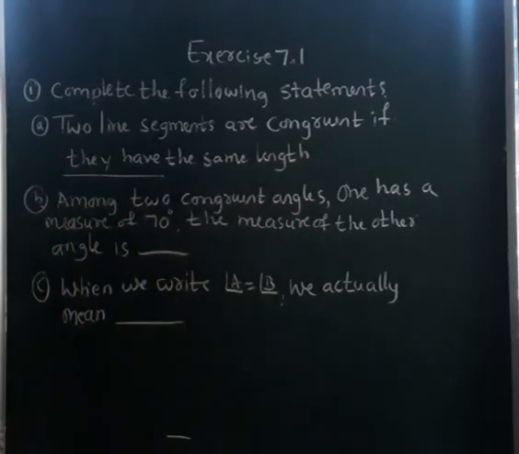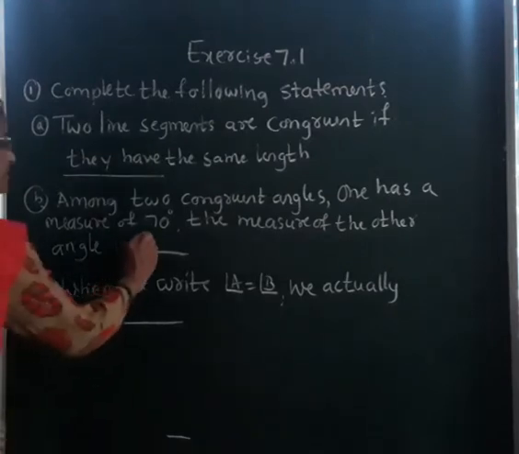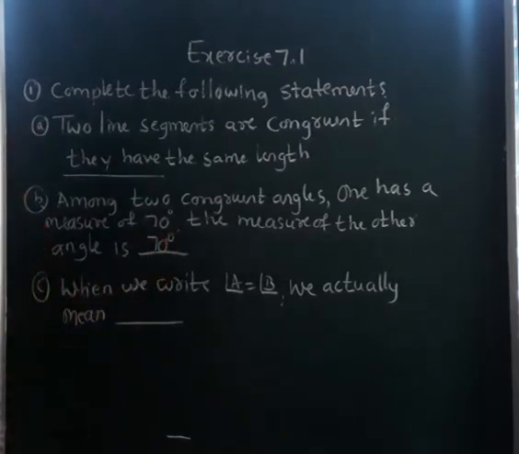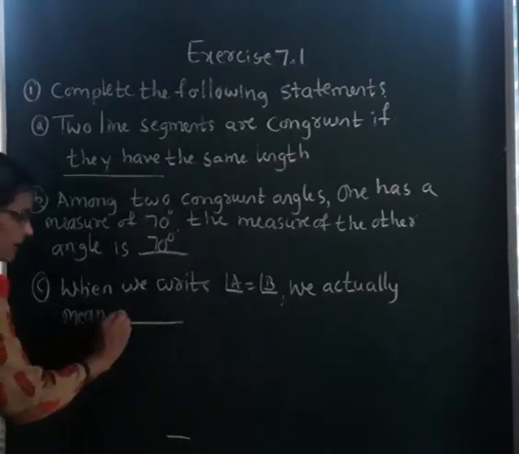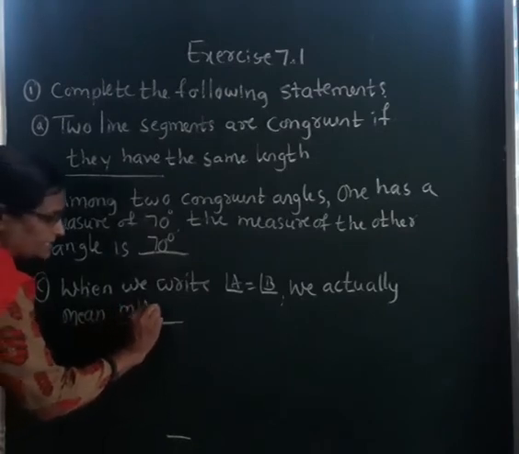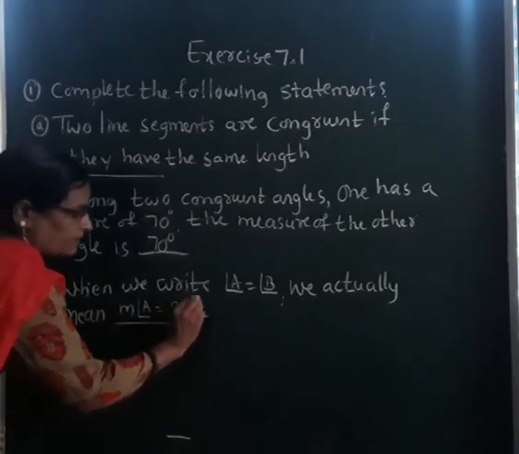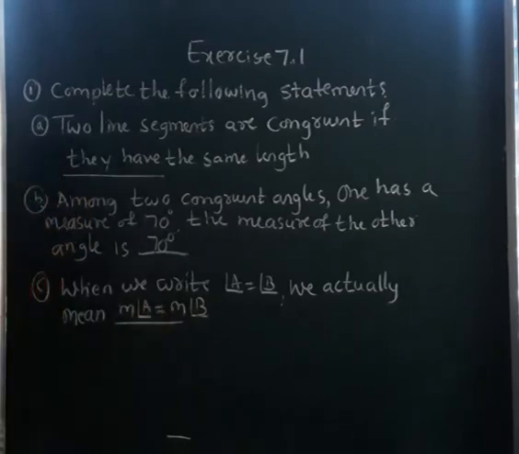Among two congruent angles, one has a measure of 70 degrees. What is the measure of the other angle? It is also 70 degrees, right? When we write angle A is equal to angle B, what do we actually mean? The measure of angle A is equal to the measure of angle B.